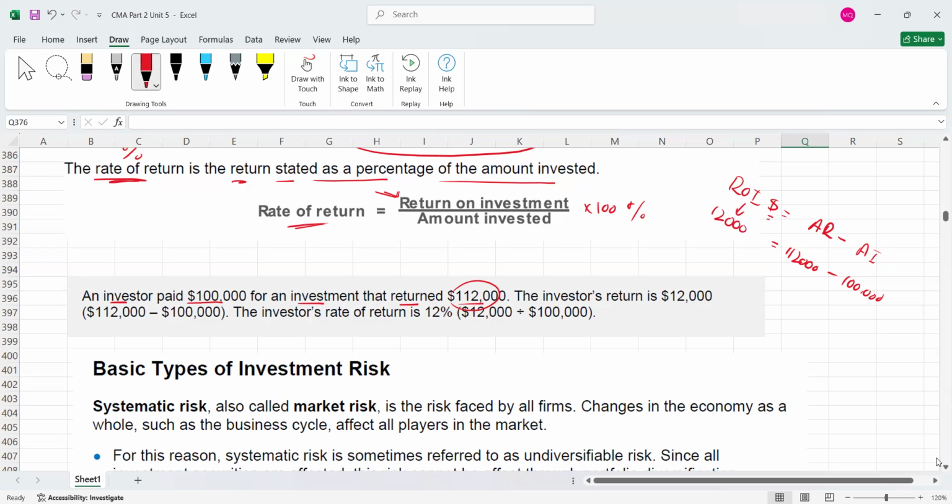If you want to convert into percentage, for example, if you want to calculate the rate of return in percentage, then you take the return on investment in dollars, divided by amount invested, and multiply by 100. The return on investment in dollars is 12,000, divided by the amount invested, which is 100,000, and multiply by 100. If you solve it, it will give you 12%. So this is the simplest way.